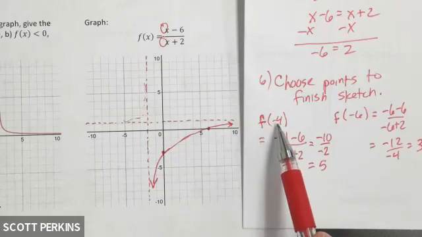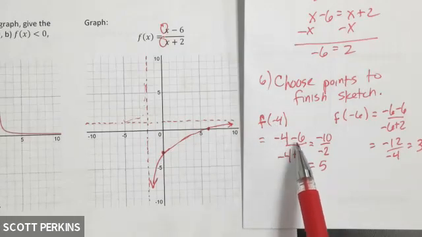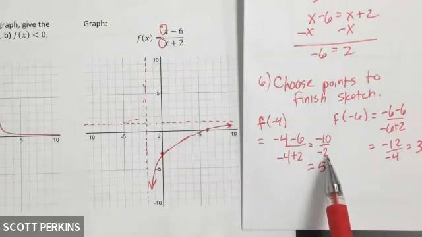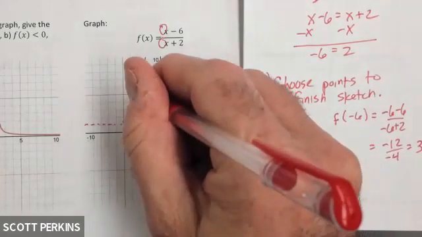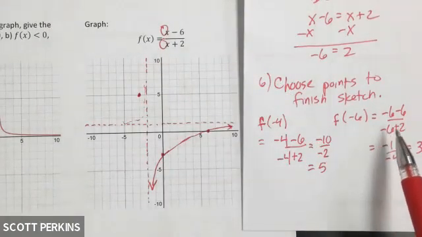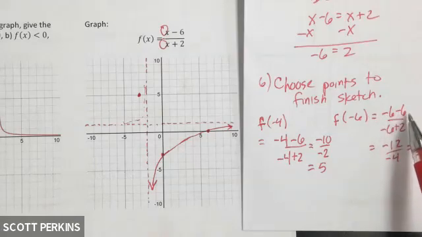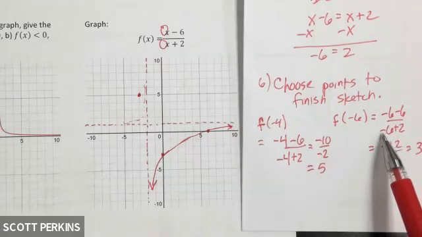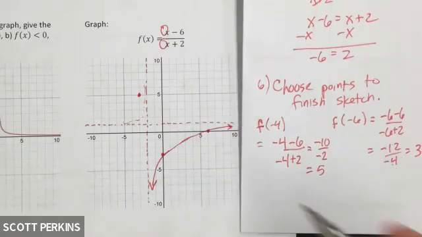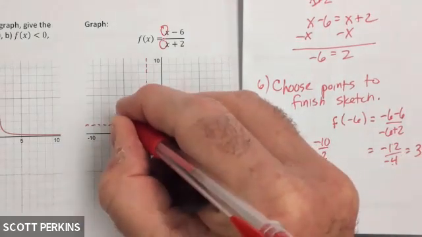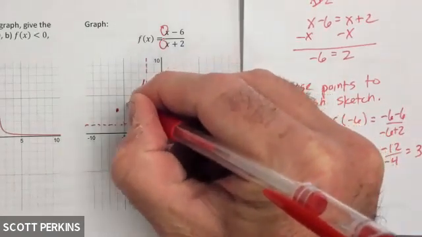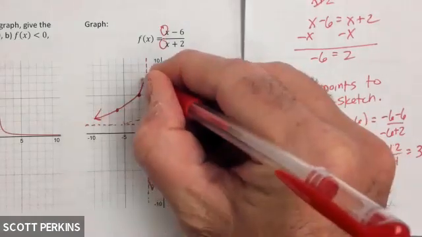So when I put in -4, the top is -4 minus 6 or -10. The bottom is -4 plus 2 or -2. So at -4, I go up 5. So here's my first dot. And then when I put in -6, in the top, -6 minus 6 is -12. -6 plus 2 is -4. And -12 divided by -4 is +3. So at -6, I'm at +3. So my graph is going to look something like, it's just going to roll down something like that.